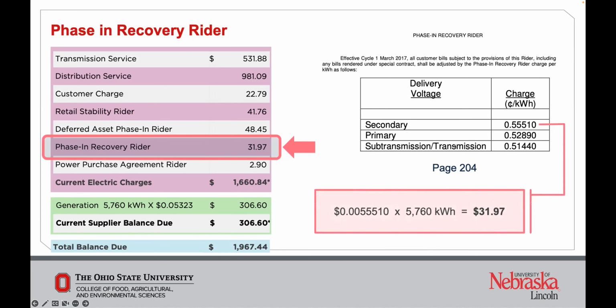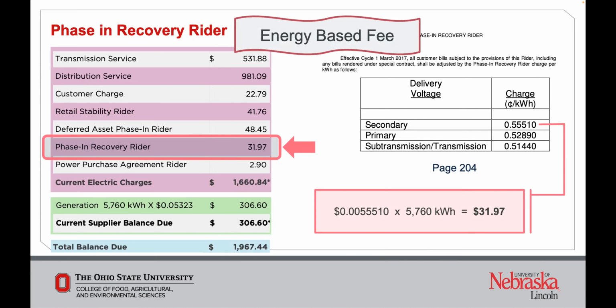So our next energy-based fee was the phase-in recovery rider in this example. And as you can see on page 204 of our rate sheet, we could dive in to see where our voltage delivery was from and what category we fell into. We were charged 0.555 cents per kilowatt hour. So if we back it out and do the math times our 5,760 kilowatt hours in that billing period, our charge was $31.97. So you can see we matched up with our phase-in recovery rider. Again, energy-based fee.